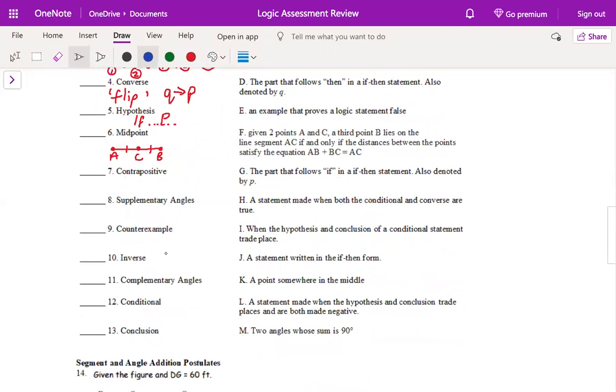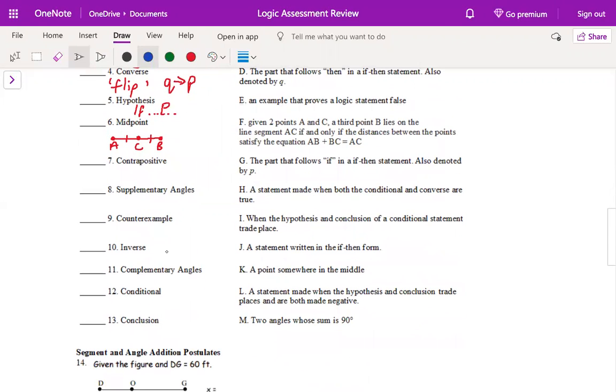Okay, contrapositive. So that's again where we take the conditional statement and then we flip it and we negate it. So in terms of P's and Q's, it is if not Q, then not P. Supplementary angles are two angles that add up to 180 degrees. A counterexample is an example that proves a statement false.